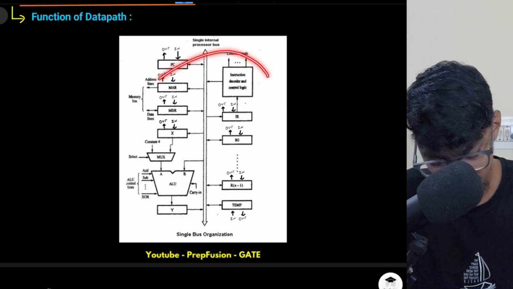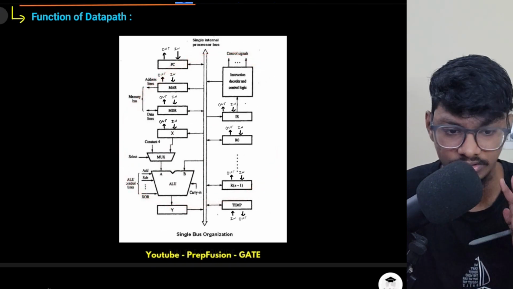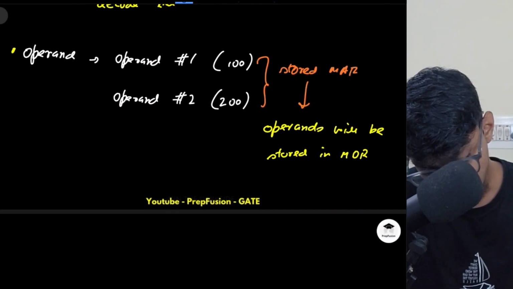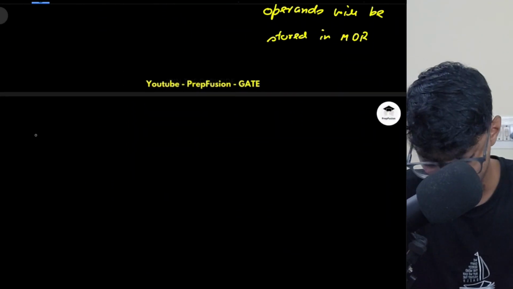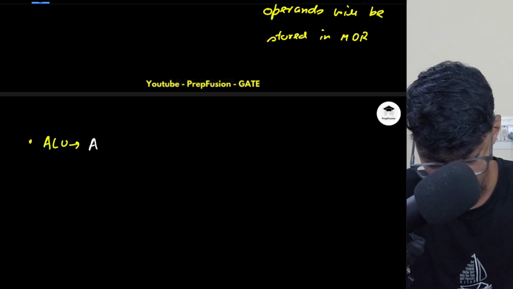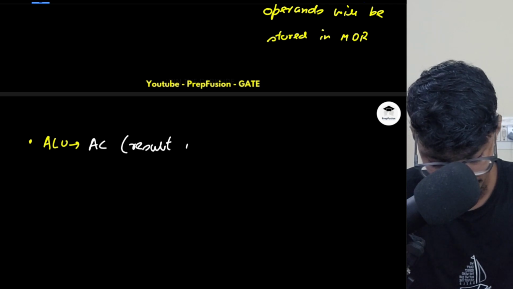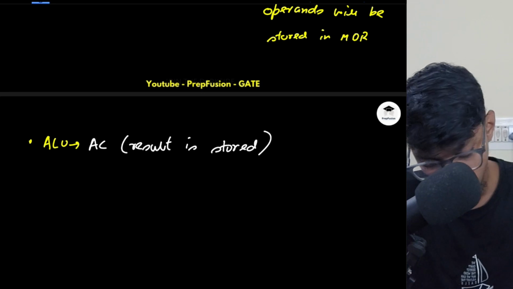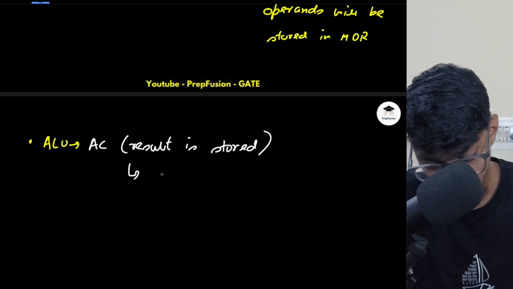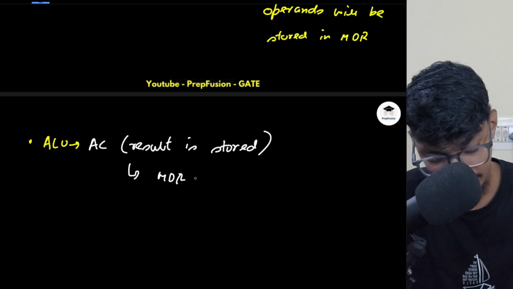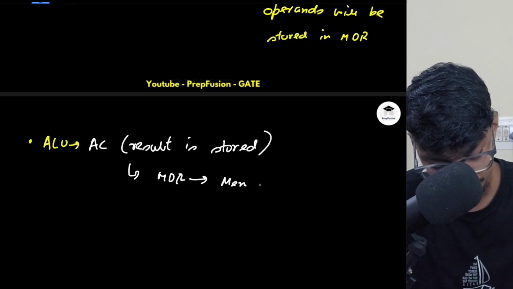This is just an example, so don't go too much into this. After that, the ALU will write the results back into the accumulator. The result is stored, and after that we put it in the memory data register. From the accumulator it goes to the memory data register, and from there it goes to the memory.